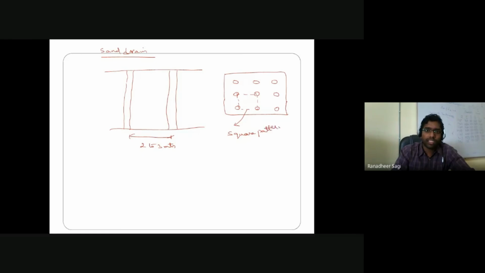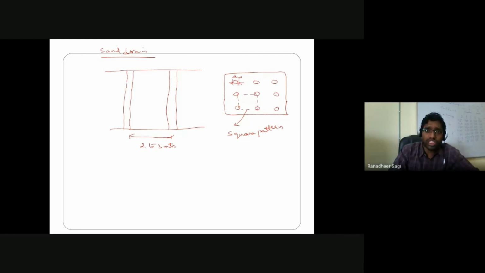How are the sand drains arranged? They are arranged in what is called a square pattern. Whenever you talk about the square pattern of arrangement, let's say the diameter of your sand drain, or the borewell or borehole that you have made there, I am writing it as DW.